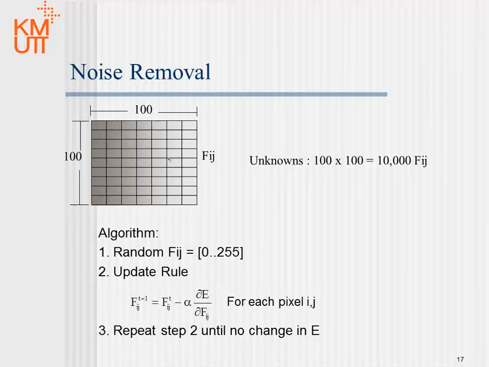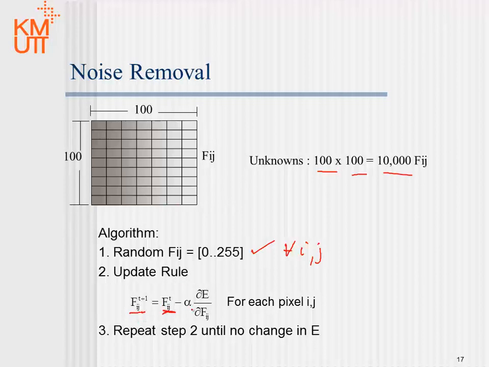Okay, so in this noise removal example, let's say we have 100 by 100 pixels, that would be 10,000 unknowns. The algorithm is that we randomize F_ij for all ij, so we randomize the whole image, all the F_ij first. So it looks like TV noise when you turn the TV on to a channel without any signal. It'll all be sort of random, like that sound that you hear when the TV goes on.